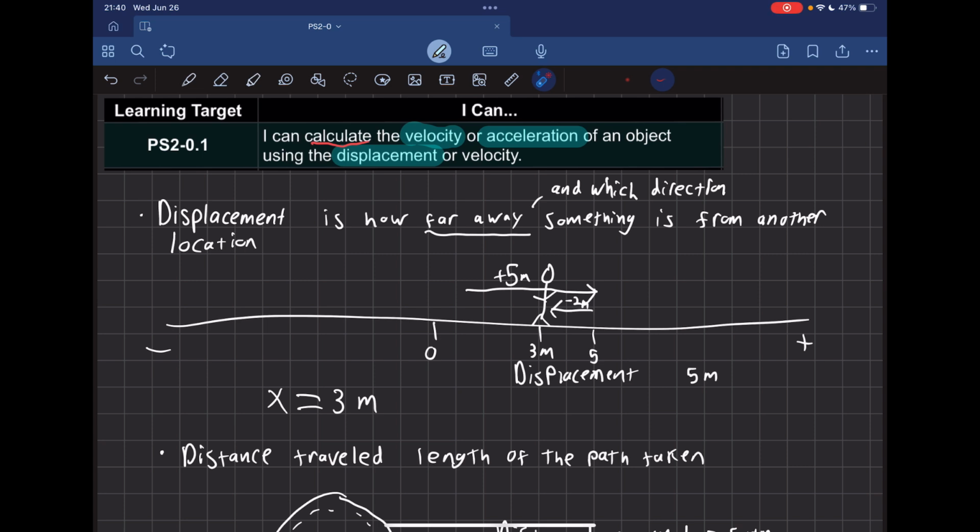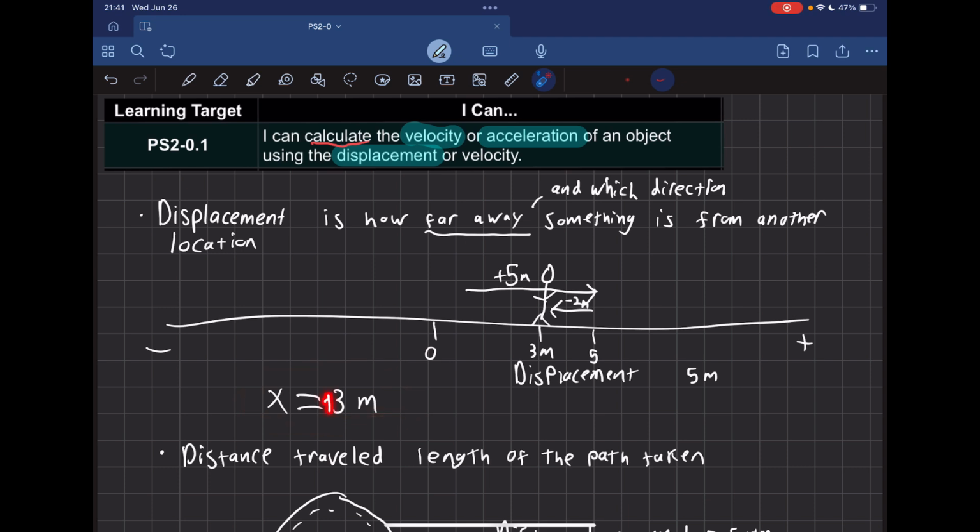Very possible. Let's say you have a person, and this person started at the 0 location and then traveled 5 meters to the right, and then 2 meters to the left. Using some basic logic, you would understand that this person would end at 3 meters away from where they started. That is what displacement is. So here, the displacement, which often in physics we use the letter x to represent, the displacement is 3 meters.